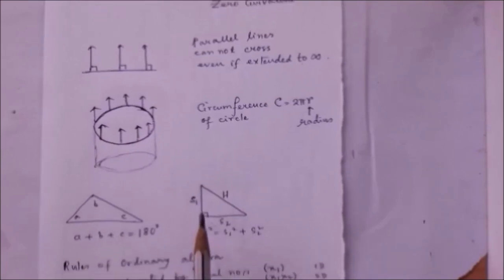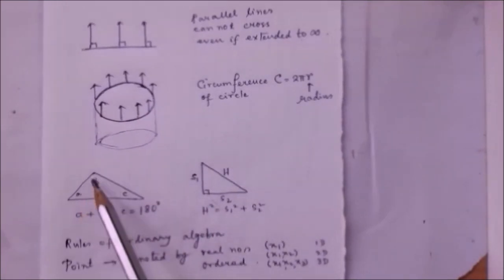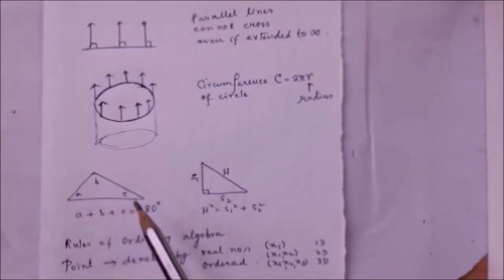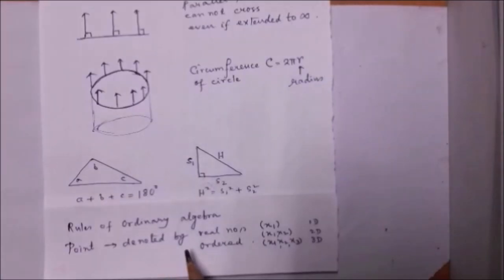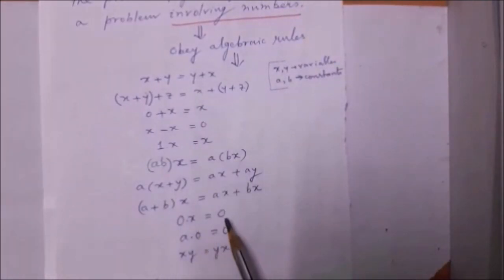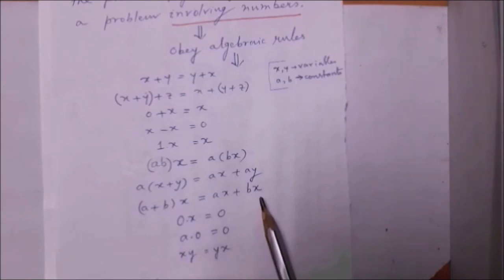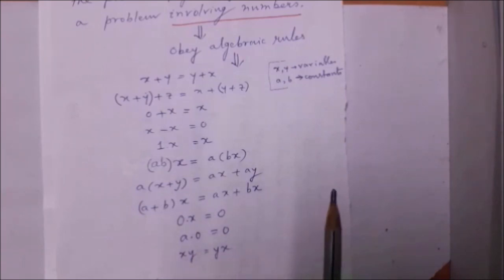So we have C is equal to 2 pi r as the length of the circumference. In Euclidean space, that is, in flat space, the angles are coordinated in such a way that they all sum to 180 degrees. And in a right angle triangle, Pythagoras theorem holds, which is this one. Also, in Euclidean geometry, the rules of ordinary algebra, namely these relations, hold, which tells us or defines how to handle numbers, what to do with them, how to use them.